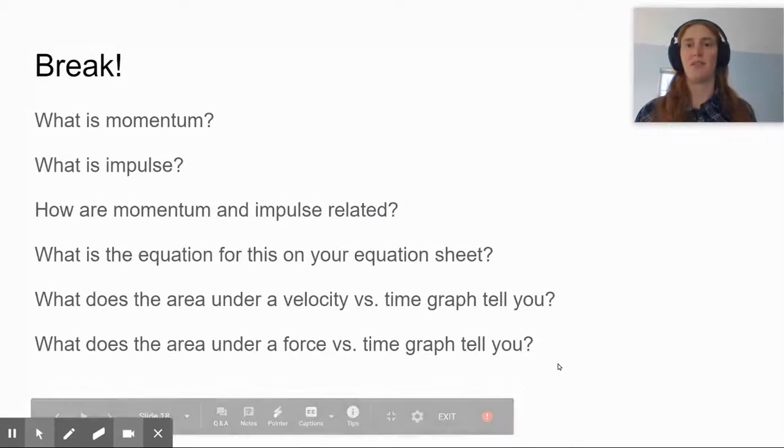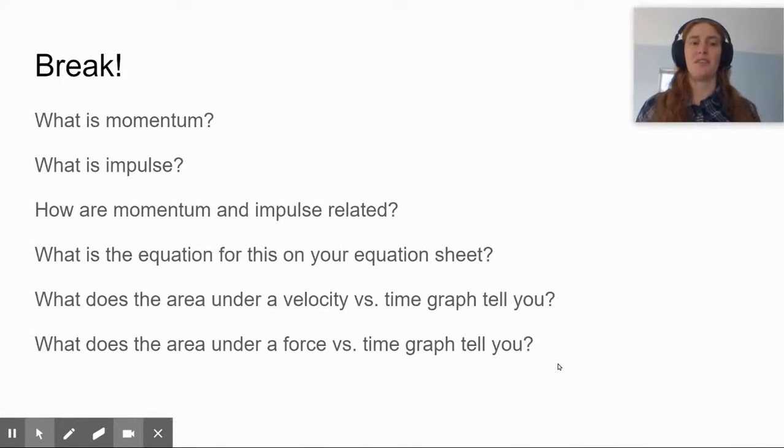So at this point, I'd like you to take a break. I want you to think about what is momentum, what is impulse, how are momentum and impulse related, what is the equation for this on your equation sheet, what does the area under a velocity versus time graph tell you, and what does the area under a force versus time graph tell you. So take a break. When you're ready to resume, go ahead and resume.